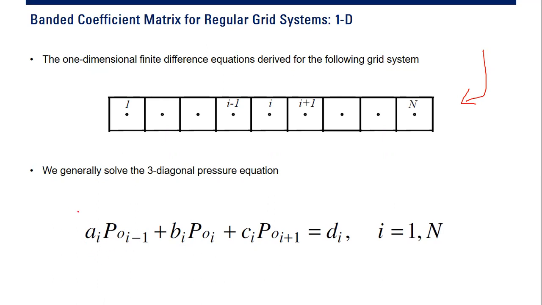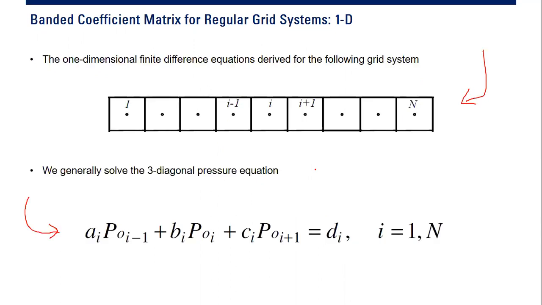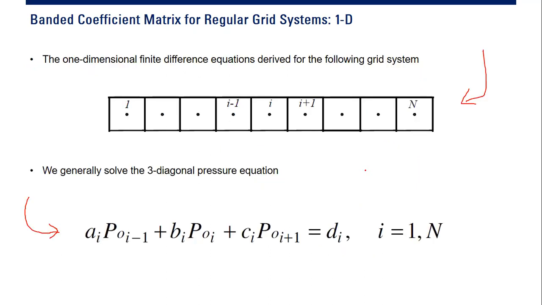So we have this equation: Ai, the pressure for oil at i minus 1, plus Bi, and so on. And graphically, the coefficient matrix may be presented like this. We build the matrix from equations, and later we will have a vector here, a vector of pressure. So from many, many equations like this, we make a matrix.